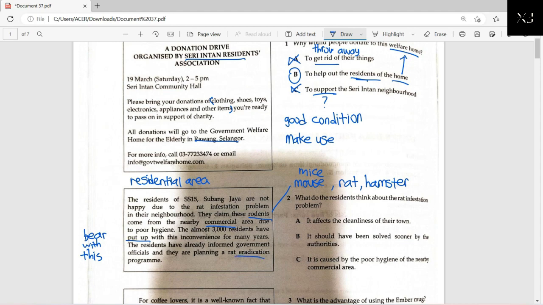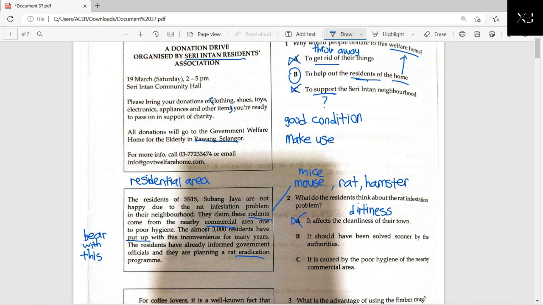Okay, so let's see the question. What do the residents think about the rat infestation problem? It affects the cleanliness of their town. It should have been solved sooner by the authorities. It is caused by the poor hygiene of the nearby commercial area. So the rats are not the cause of the town's dirtiness. Okay, it is because of the town's dirtiness that the rats came. So you can't say they affected it. They are part of the problem, but they're not the main reason why the town was dirty. Okay, it was because the commercial area did not keep the place clean.